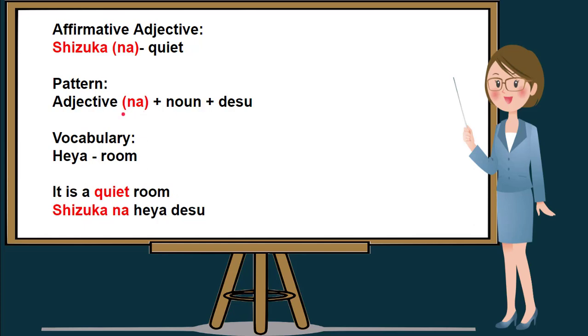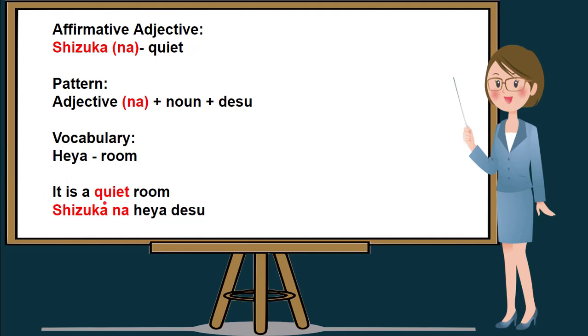This time, we will be using na in the na adjective for affirmative adjective. Shizuka na means quiet. Our pattern will be adjective plus na plus noun plus desu. Like I told you earlier, if we use adjective plus na, it should be followed by a noun. And we will be using desu at the end of the sentence. Again, using Heya, which means room, we will be constructing the sentence: it is a quiet room.